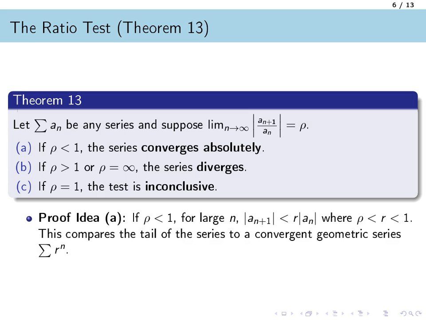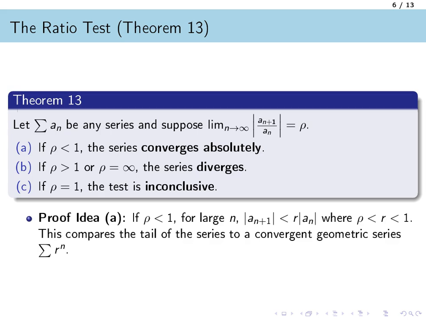We calculate a value, rho, which is the limit as n approaches infinity of the absolute value of the fraction a sub n plus 1 over a sub n. The result of this limit tells us about the series' behavior. If rho is less than 1, the series converges absolutely. If rho is greater than 1 or is infinite, the series diverges. Crucially, if rho is exactly equal to 1, the test is inconclusive, and we must use a different test.